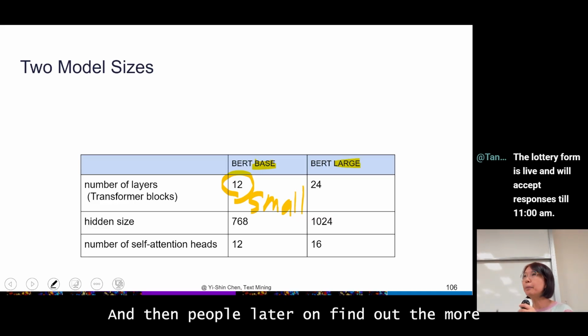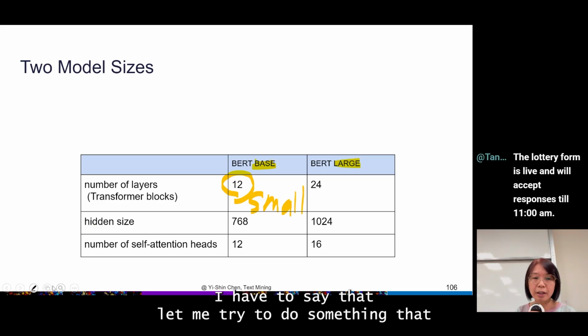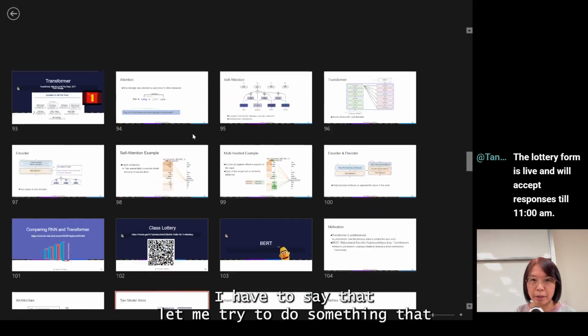Okay, and then people later on find out the later, the better. So for all the language models, I have to say, let me try to do something back.